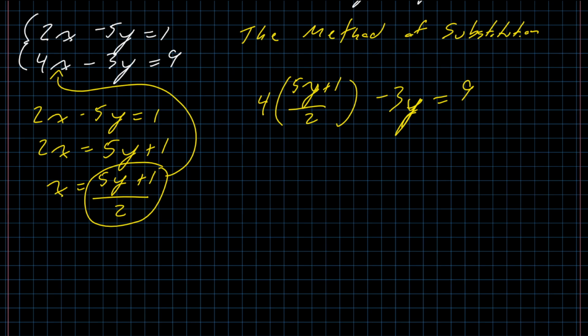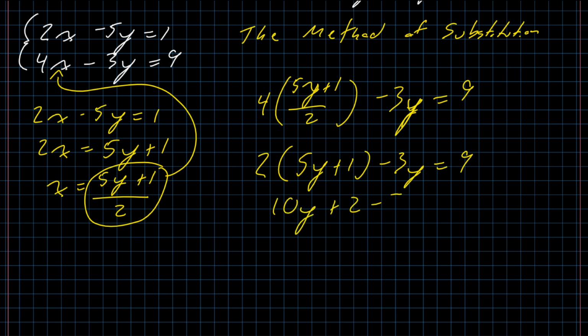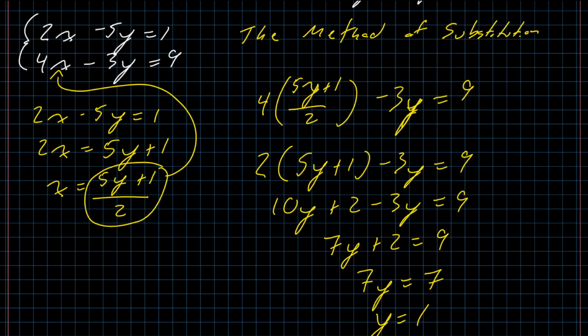Now we have a kind of ugly expression, but it only has y in it. And because it only has y in it, we know we will be able to solve it. Right? 4 divided by 2 is 2. I can distribute, combine some like terms, and then subtract 2 from both sides of the equation, and divide by 7 to get me y equals 1. That's half of the battle.